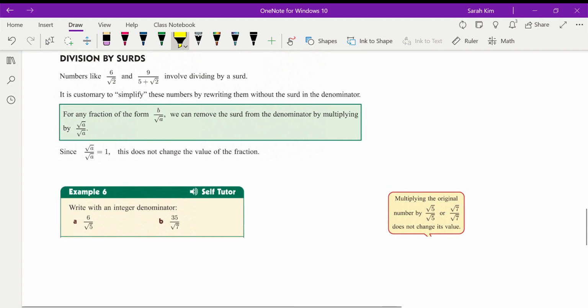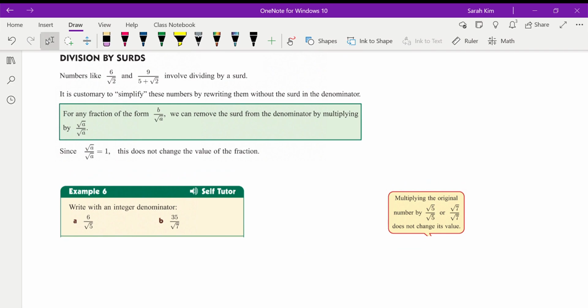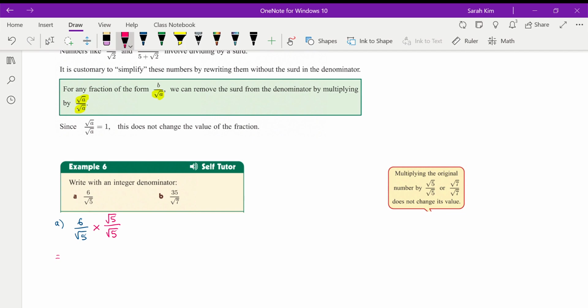Alright, let's see if we can do the last one as well. So division by surds. If you have fractions where the surds are on the denominator, you can remove the surd from the denominator by multiplying whatever's on the denominator on the numerator and the denominator. So I'll show you how that works. So if I've got 6 over square root 5, if I want to get rid of the square root 5, because we don't like surds on the denominator, all I have to do is times it by square root 5 over square root 5, and then it'll cancel each other out and get rid of the square root from the bottom.